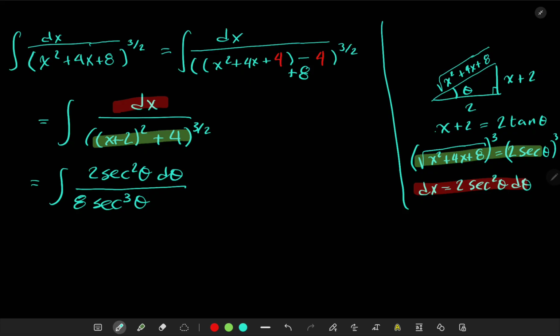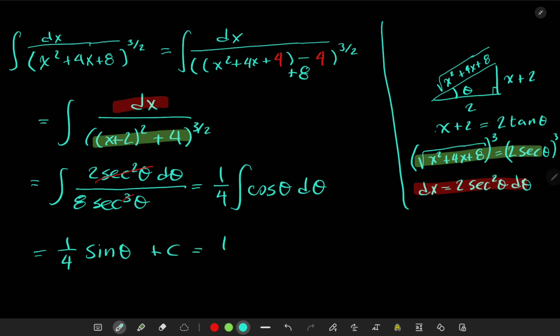Now it worked out really, really nice. Because now I'm going to have the cube, so 2 of these are going to cancel 2 of these. I'm going to be left with 1. And the 2 over 8 is going to be 1/4. So I'm going to have 1/4 of the reciprocal of the secant, also known as the cosine. And then I just get 1/4 of the sine plus c.